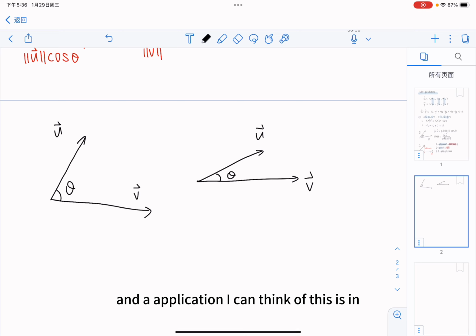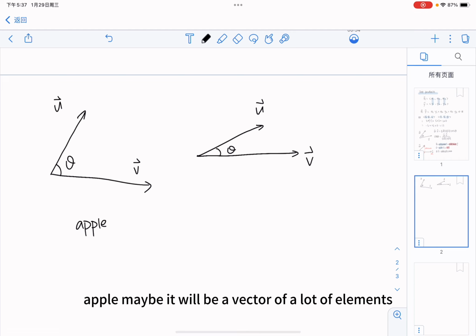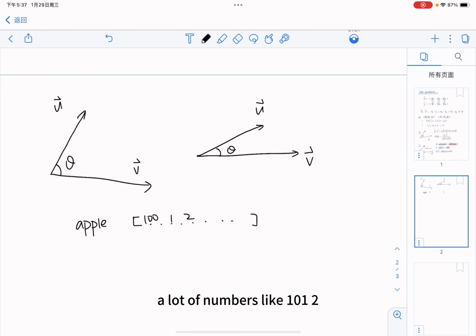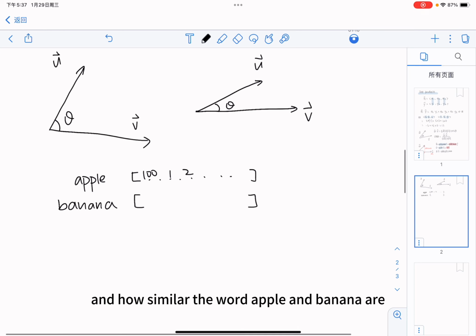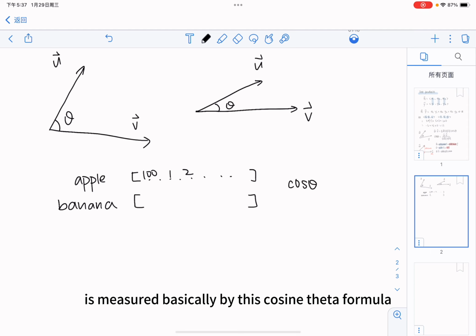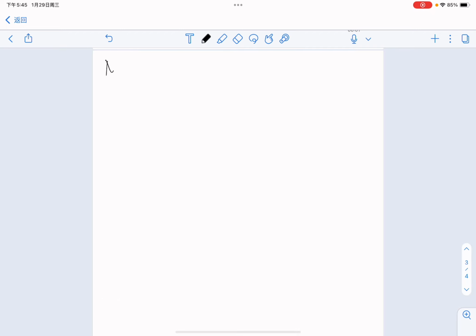An application I can think of for this is in natural language processing. Each word is represented as a vector. For example, apple, maybe. It will be a vector of a lot of elements, a lot of numbers, like 100, 1, 2, and so on. And then there will be another word like banana. It will again be a vector. And how similar the words apple and banana are is measured basically by this cosine theta formula of the dot product over their magnitudes. Okay, so now let's talk about matrices.